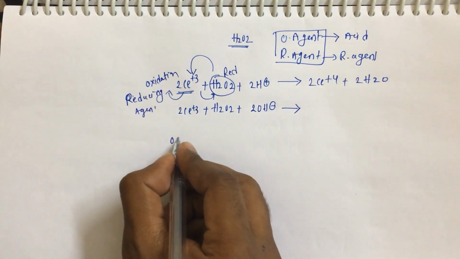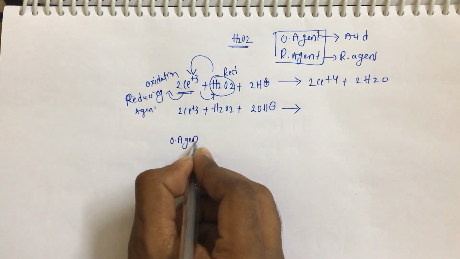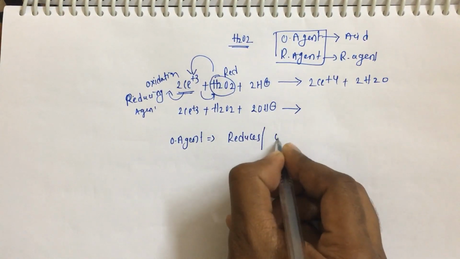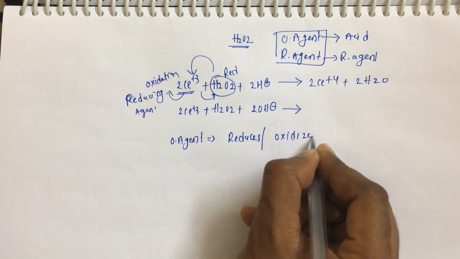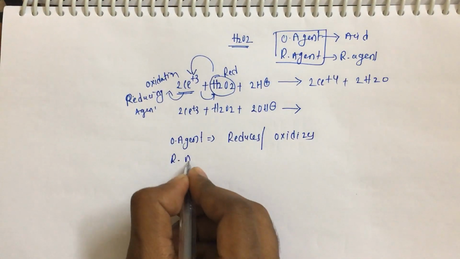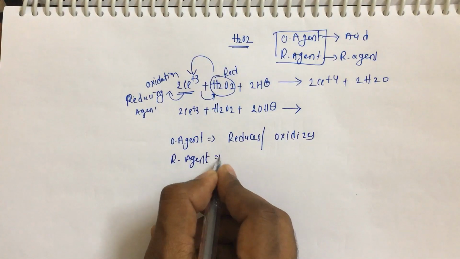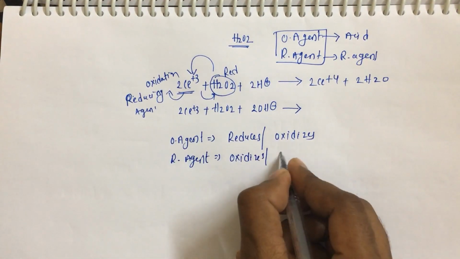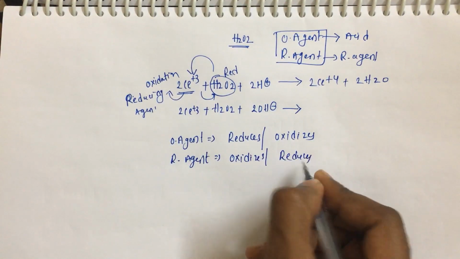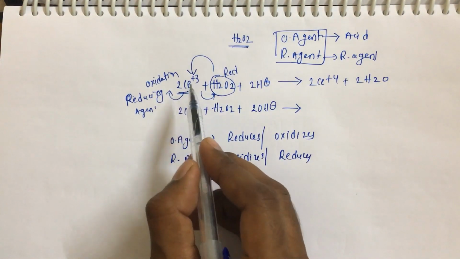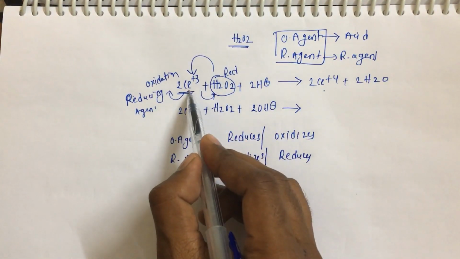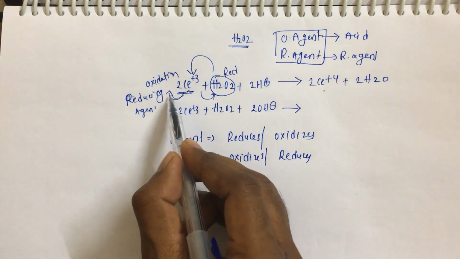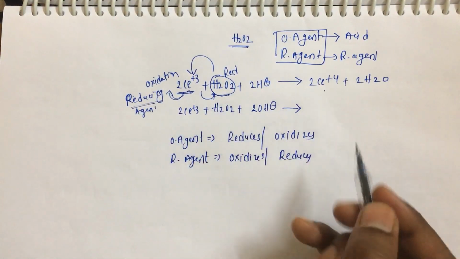See, an oxidizing agent gets reduced and it oxidizes others. A reducing agent oxidizes itself and it reduces others. Here cerium is plus 3 and here plus 4, so it is oxidized and it reduced H2O2. That's why cerium is acting as a reducing agent here, and H2O2 acts as an oxidizing agent.